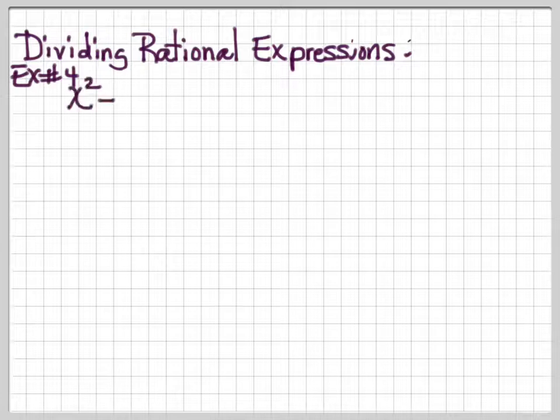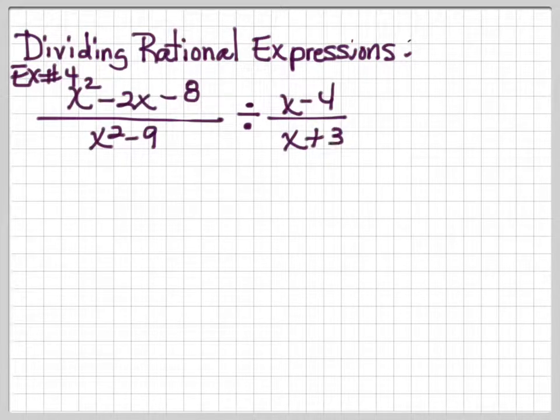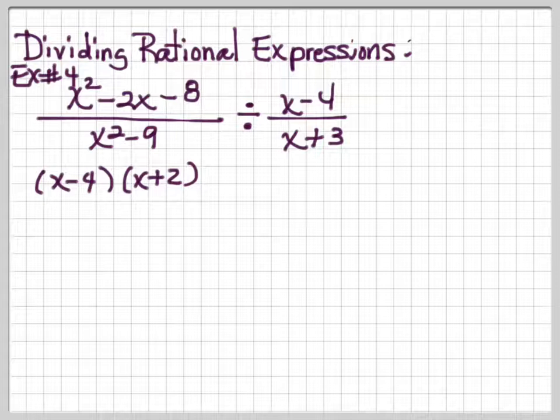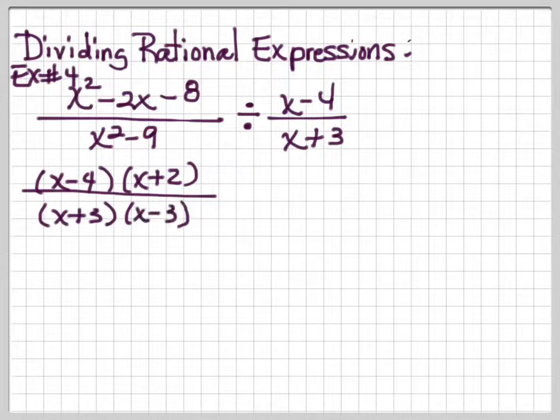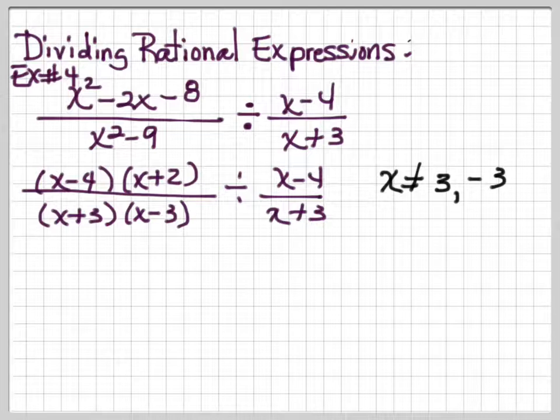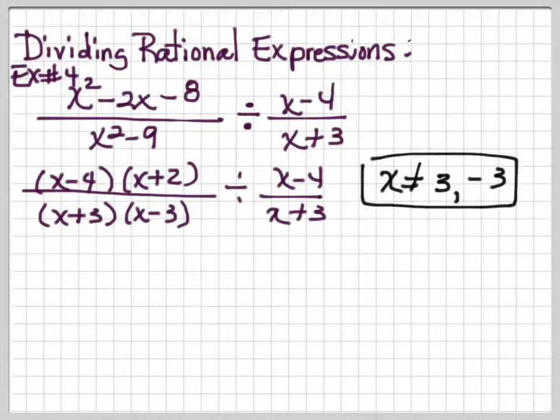Okay, so let's do example 4, which is (x squared minus 2x minus 8) over (x squared minus 9) divided by (x minus 4) over (x plus 3). Okay, factor the first. Two numbers that multiplied together are -8 and added together are -2. And the bottom is a difference of squares, divided by (x minus 4) over (x plus 3). Okay, right now stop. x cannot be 3 or minus 3. That's our restrictions. Remember that.